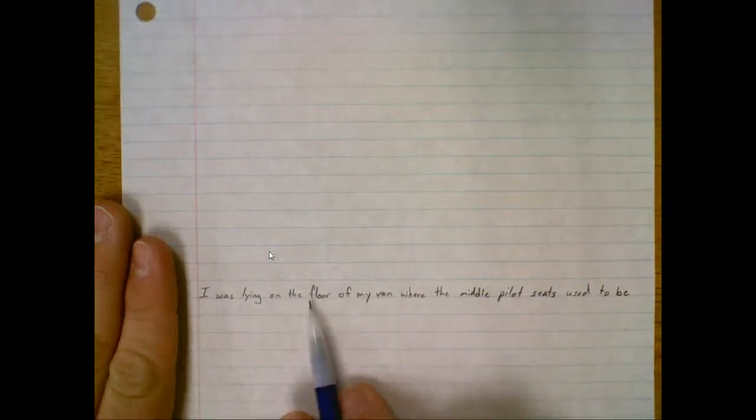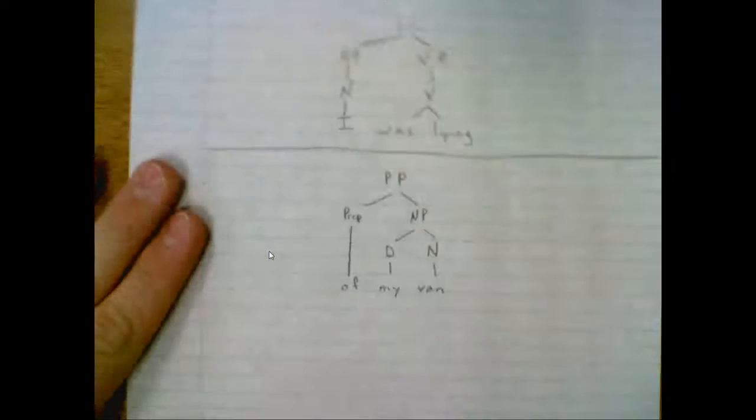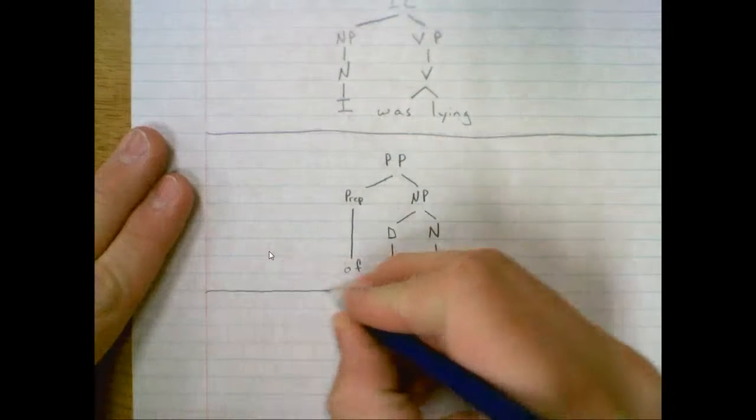Let's take a look at a phrase that contains kind of two phrases. Let's take a look at the floor of my van. The floor of my van. Let's try that one. That will be our next one. So again, I'm just going to draw a line under here just to separate them out, keep them separate.